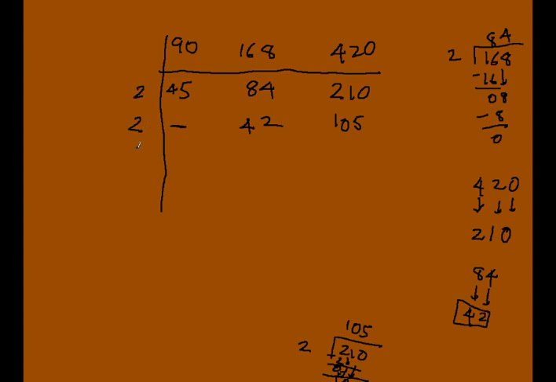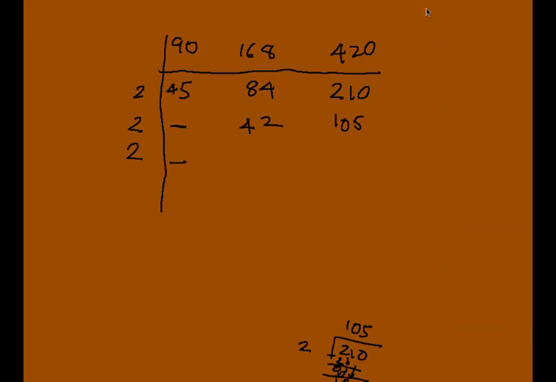Can we do 2 again? Yes, we can because of that 42 here. It ends with a 2. Can we do the 45? No. We put a line. Can we do the 2? Yes. So let's do 2 and 2, 42.